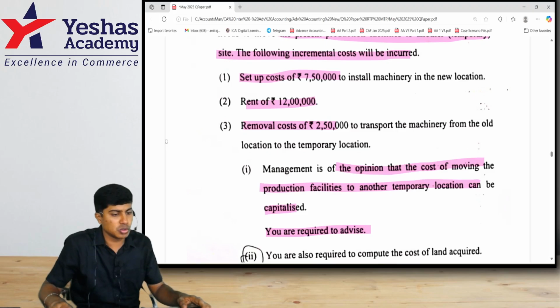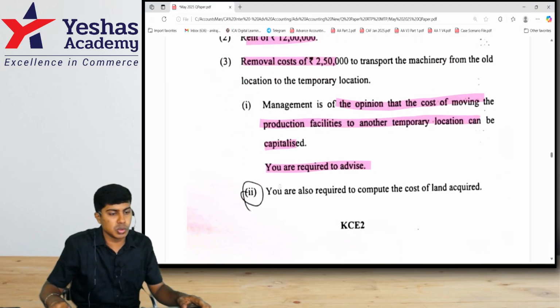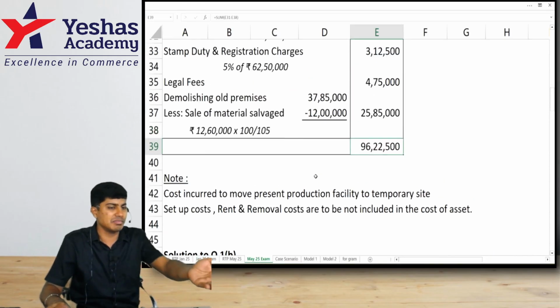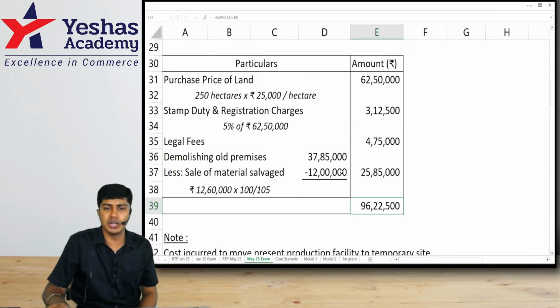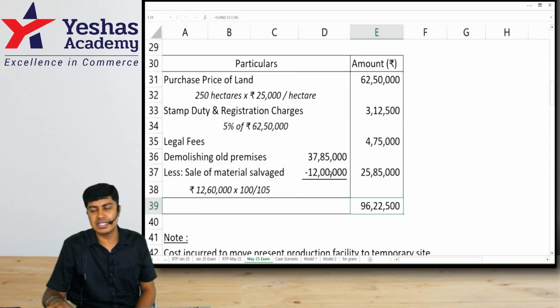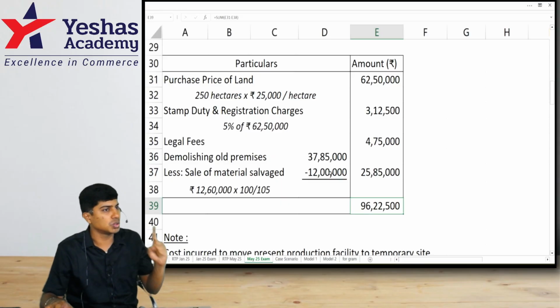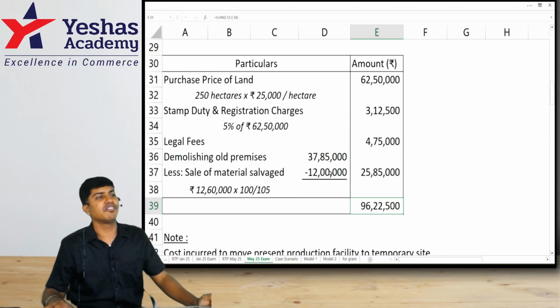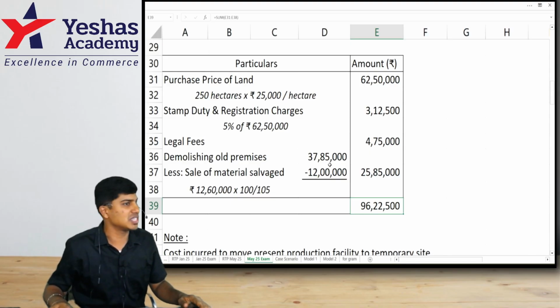And they have asked one more question also. You are required to compute the cost of the land. Same, yeah, 96 lakh 22,500. And this is a 7-marker question in your May 2025 examination of CA Intermediate.